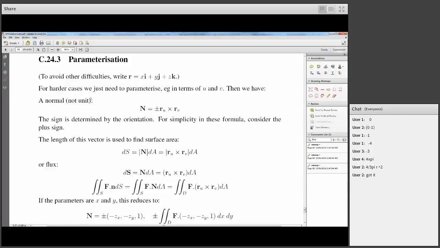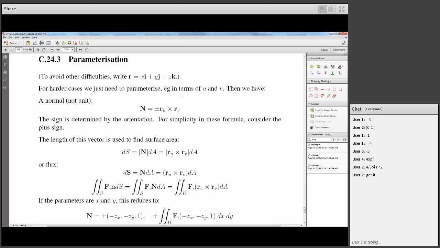Okay, so for harder cases, we really need to parameterize the surface. Because it's two-dimensional, normally you have to parameterize in terms of two parameters, so u and v. If it's really difficult, you might have to split it up into two different pieces and parameterize each separately. They're called charts. You might have to have multiple charts for it to work.